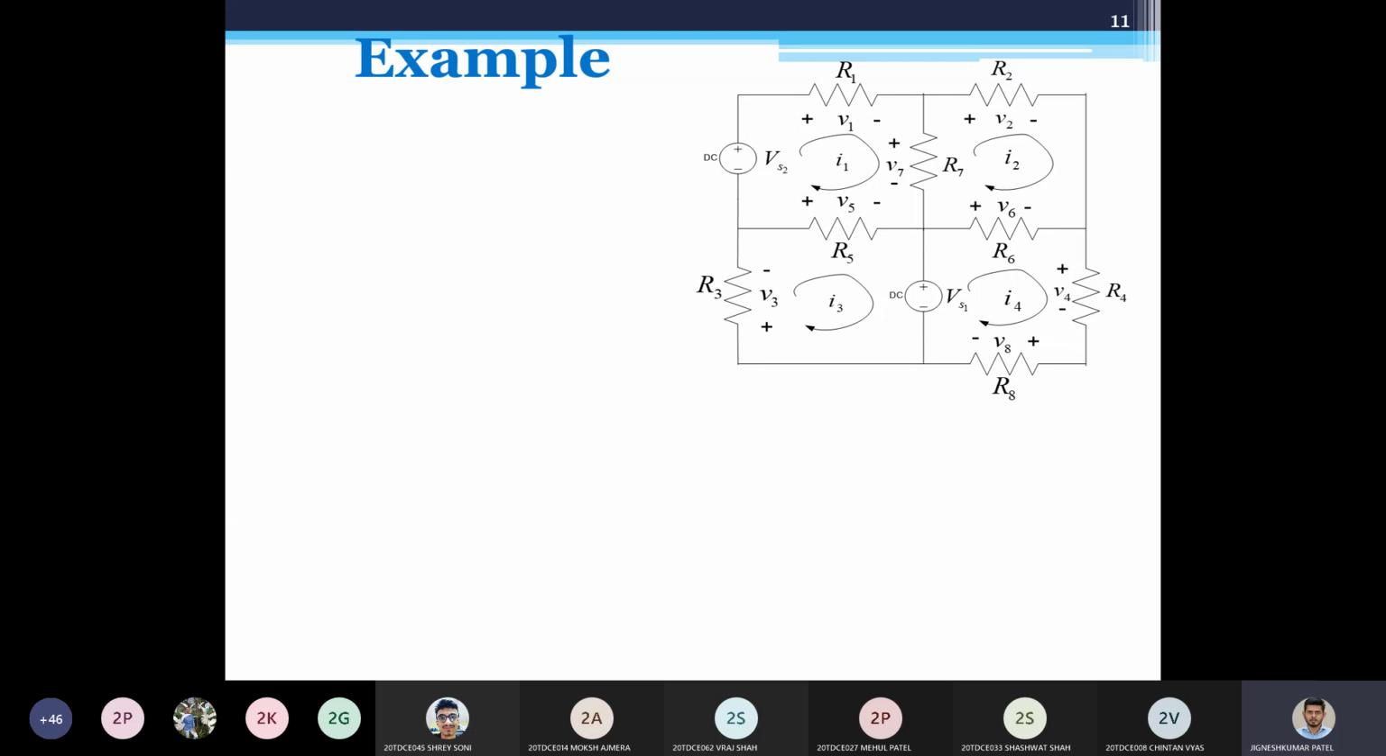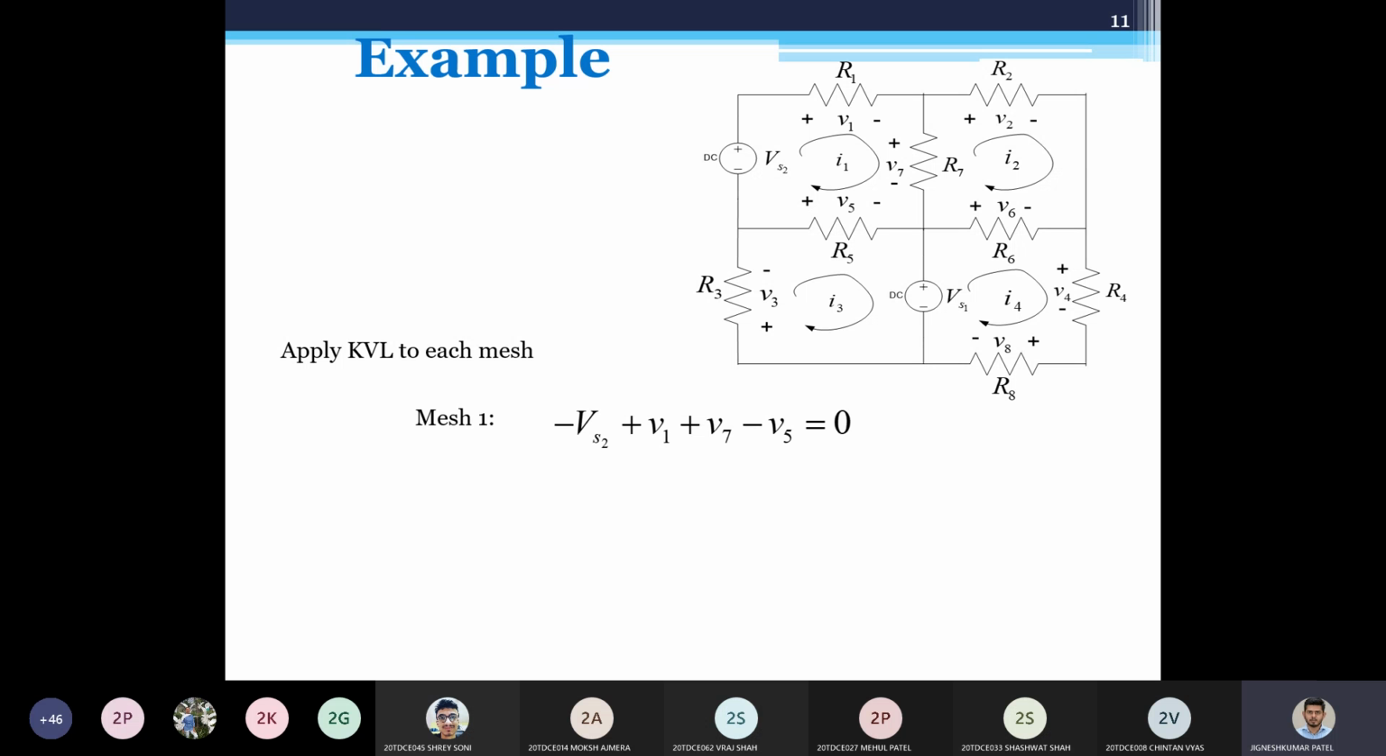So what was the first step? The first step is to identify the meshes. So we have identified this is mesh 1, mesh 2, sorry, mesh 3 and mesh 4. Then take an arbitrary current. Assume a current flowing in each mesh. Let us say this is I1, I2, I3 and I4. Then the next step was to apply KVL and write down the equation for each individual mesh. Let us do that. Apply KVL and write the equation.